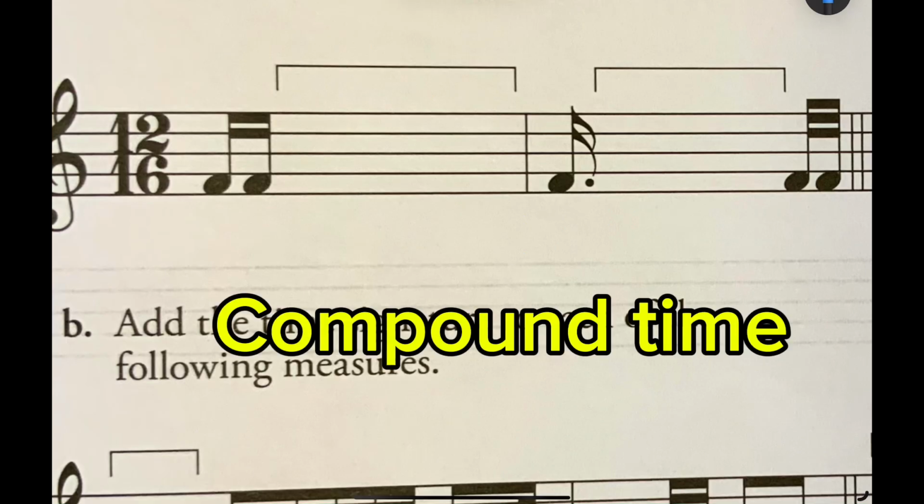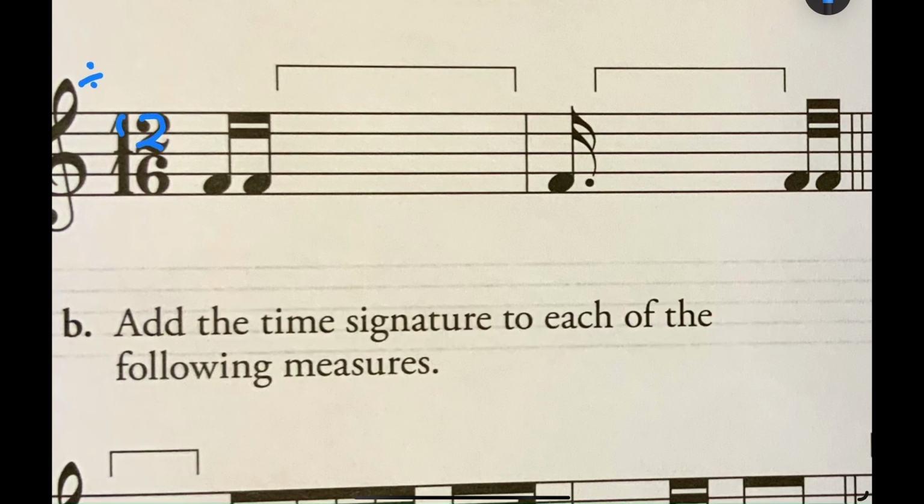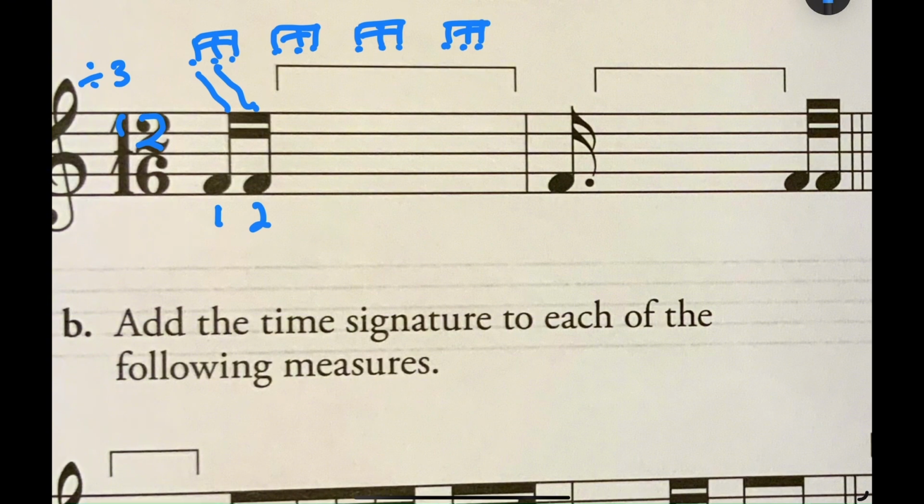So here's another compound time. We always take the top number divided by 3. We're going to have 4 groupings of 16ths. 1, 2, 3, 4, 5, 6, 7, 8, 9, 10, 11, 12. Okay, so let's see what we have. We have beats 1, 2. He's done. He's done. There's beat 3.